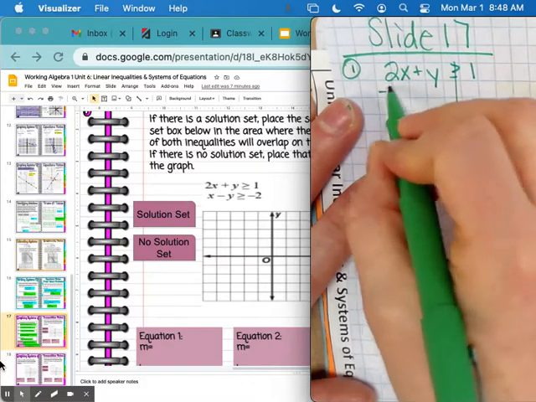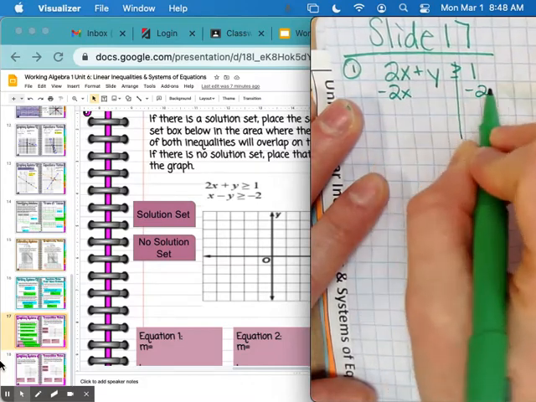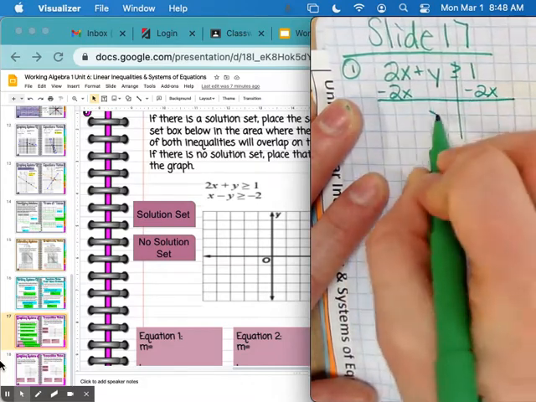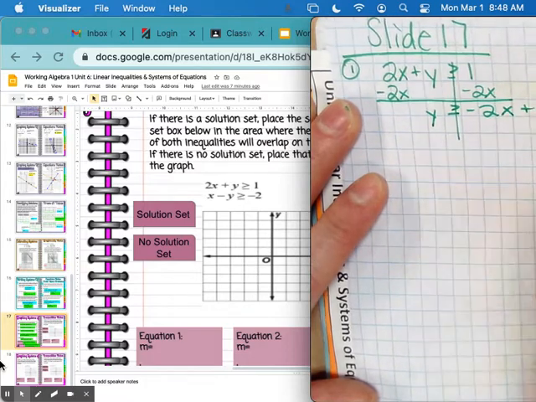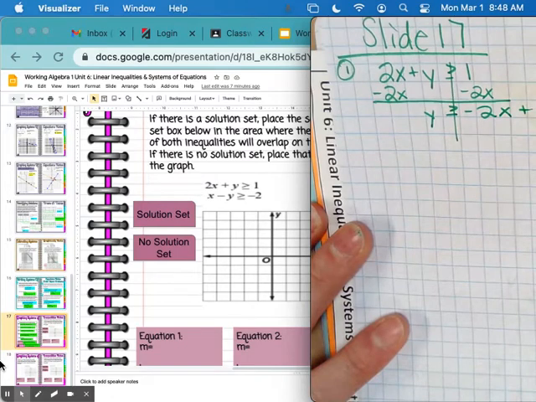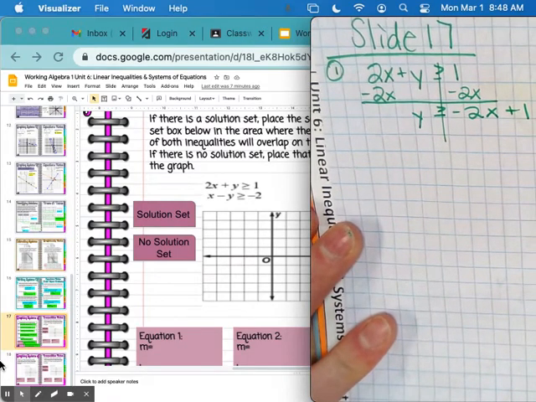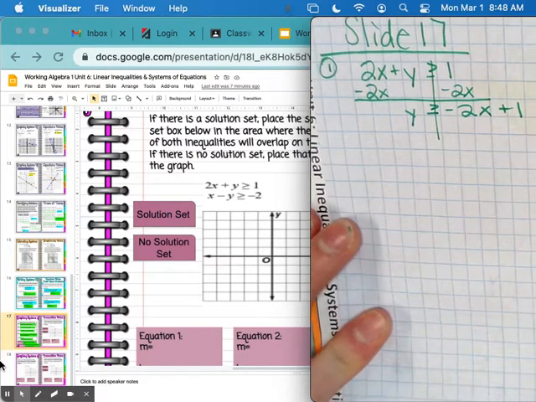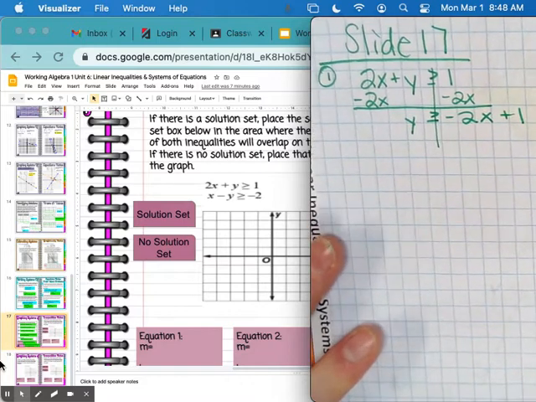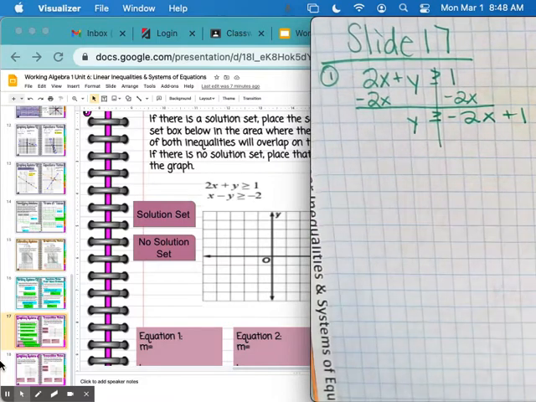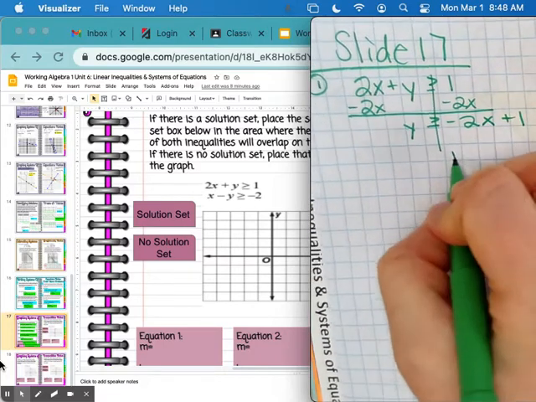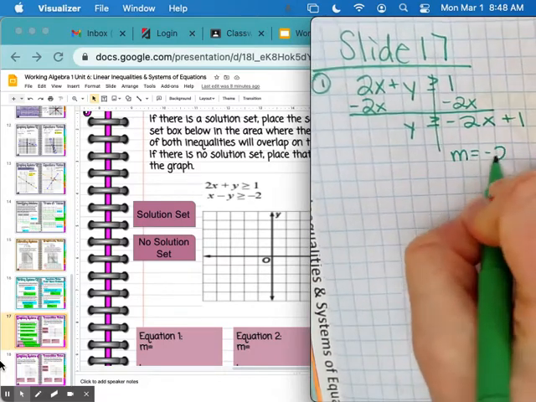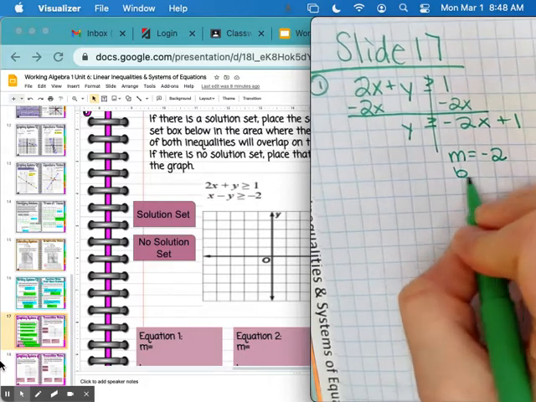So we would do minus 2x to both sides. So we get y is greater than or equal to negative 2x plus 1. In order to graph this, we need to know our slope, which is negative 2, and our y-intercept is positive 1.